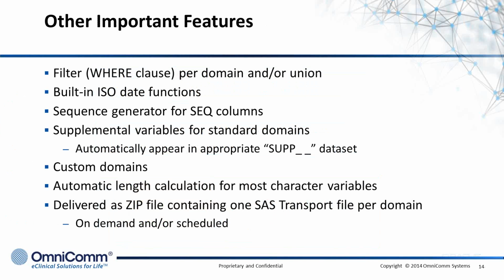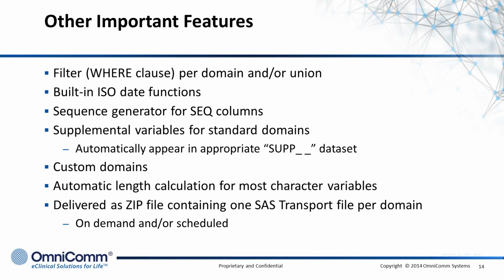Finally, some of the other features that are necessary to pull this off. Again, I mentioned you can have a where clause per domain and or union to strip out empty records and not applicable records. The built-in ISO date functions for date and date times do partials, so if there is no month, you get the dash dash in the structure. All these domains have sequence generators. All of those are defaulted appropriately to the domain, so it might sequence per subject in the demographics, and it will sequence per subject and AE number in the AE domain.